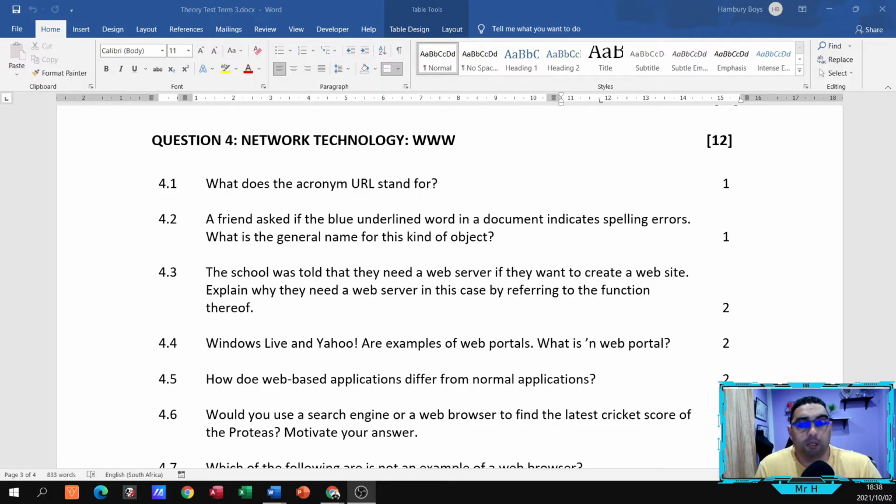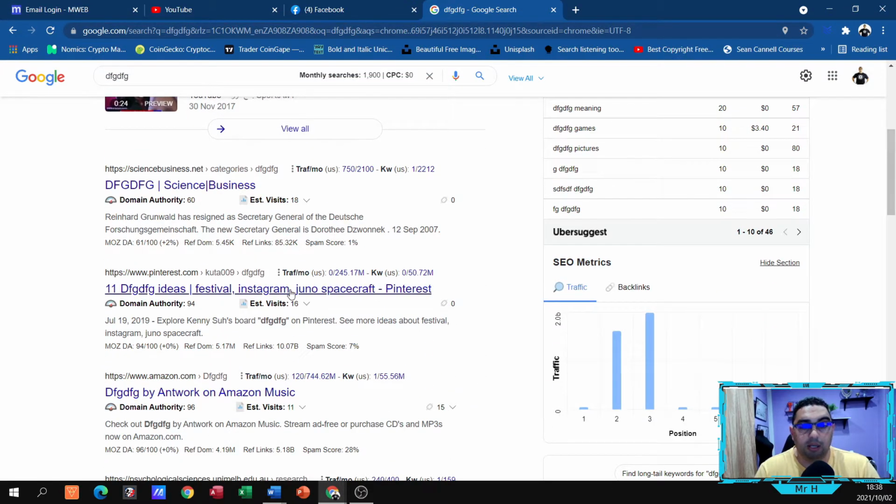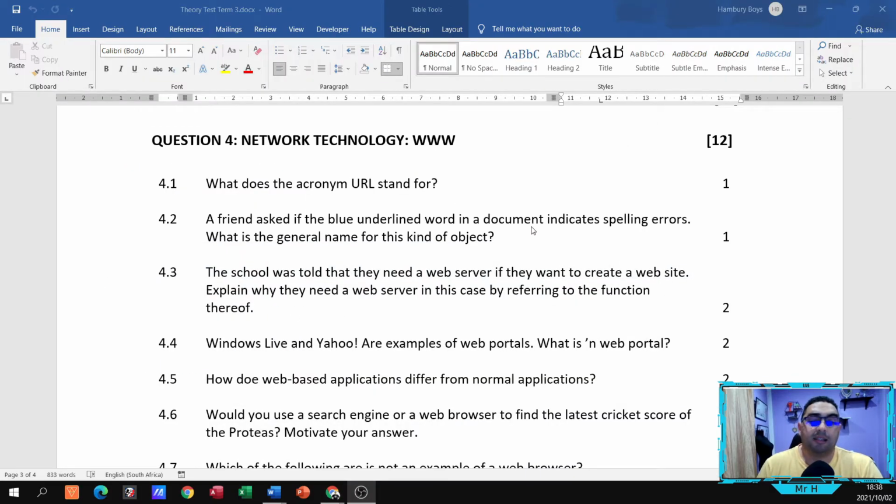Okay. 4.2. A friend asked if the blue underlined word in a document indicates spelling errors. No. The blue underlined word, similar to if I open up a web browser over here and I click on that, you see the minute I move my mouse pointer over here, you can see there's a solid underline. That indicates that it's a hyperlink. So what is the general name for this kind of object? It is a hyperlink.